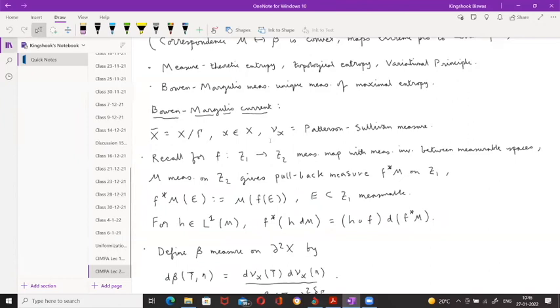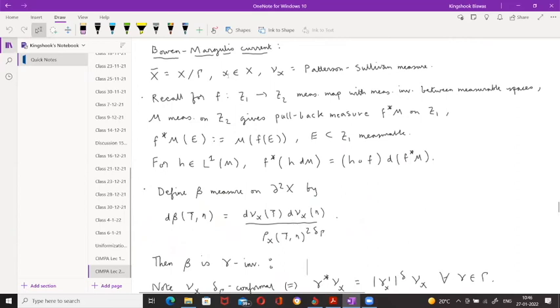So we have X bar equal to X mod gamma. Little x is a base point. Nu x is the Patterson-Sullivan measure. Here, X bar is a closed negatively curved manifold. And let's just recall, if I have a measurable map with a measurable inverse between measurable spaces, F from Z1 to Z2, then for any measure mu on Z2, I can define a pullback measure F upper star mu on Z1, where F upper star mu of a set E is just mu of F of E, where E is a measurable subset of Z1. So any measure on Z2 pulls back to a measure on Z1. And if I take an L1 function h with respect to mu, and I look at the measure h d mu, so I multiply mu by the function h to get a new measure, then the pullback F upper star of h d mu is equal to h composed with F, times d F upper star mu.